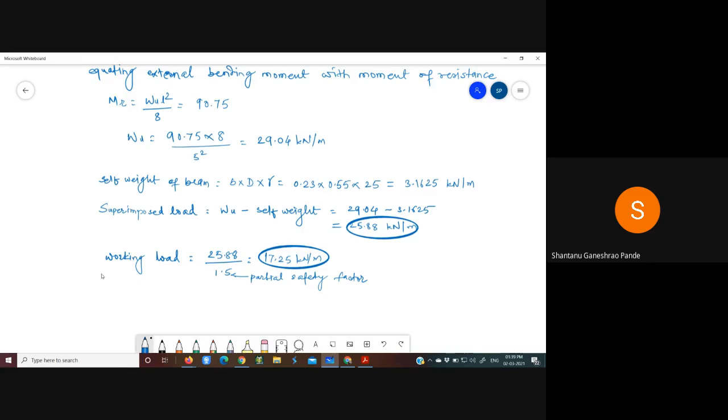And if you want the working load carrying capacity, divide the final value you are getting by 1.5, which is the partial safety factor for load. The final answer you will get is the working load carrying capacity of the given beam. Is it clear to all of you?